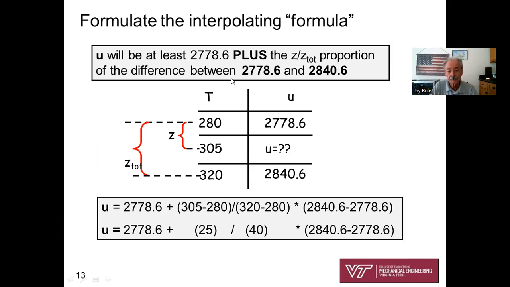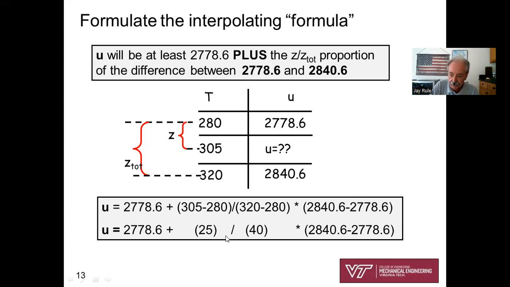Okay, I just repeated that. So we know that our value U is going to be bigger than 2778 plus the proportion of this difference. So here we go. U is at least 2778 plus a proportion. Look at Z. Here's my Z amount, 305 minus 280. Here's my Z total amount, 320 minus 280, times the difference between the tabulated values. And I've written those out.